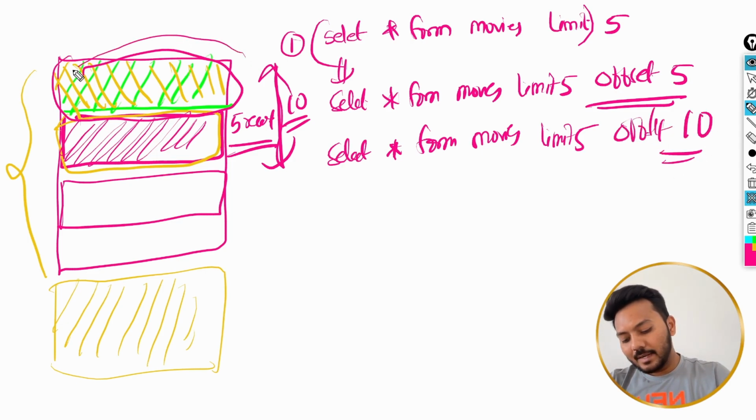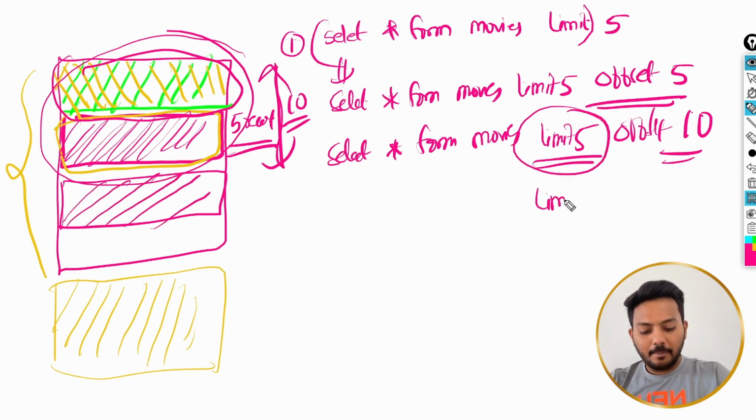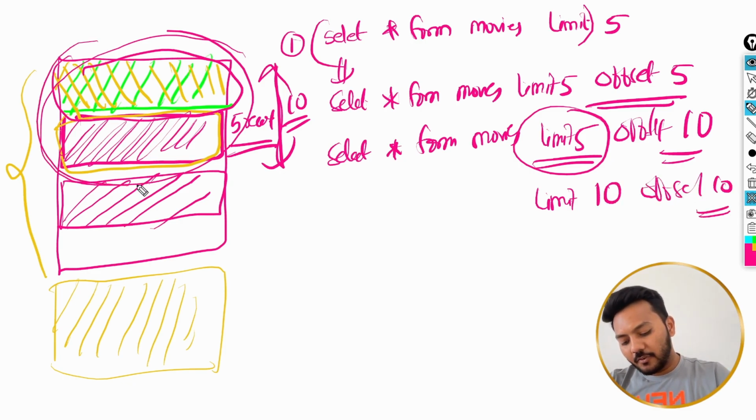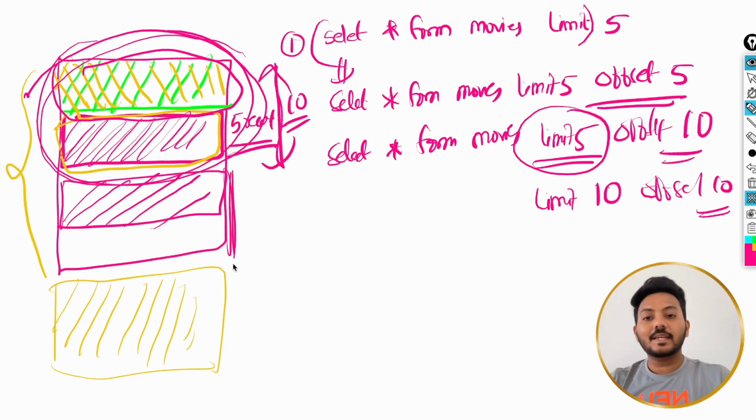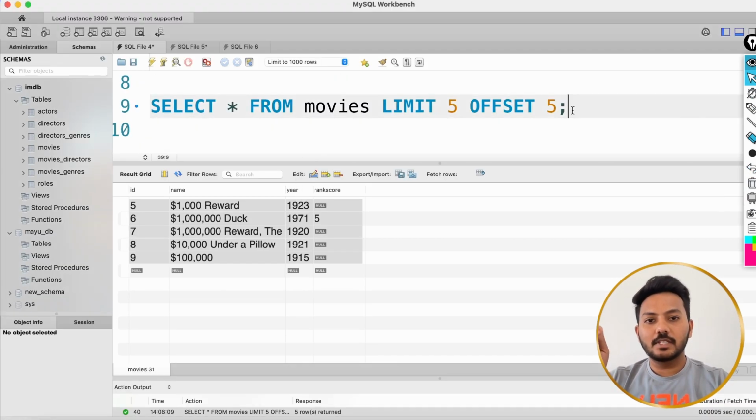So it is going to neglect the first 10 records, and it is going to fetch the next 5 records because I said limit 5. If I say limit 10, offset 10, it is going to neglect the first 10 records, and it is going to get me the next 10 records. Hopefully you understood the essence of offset and limit. Now let's execute that by using this.